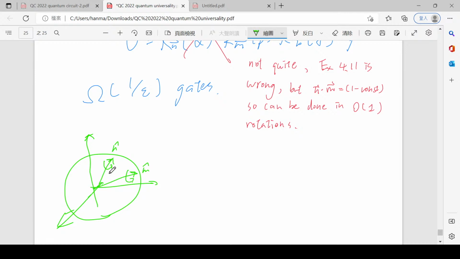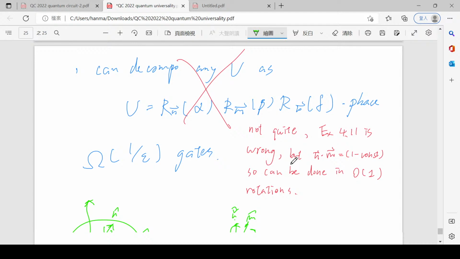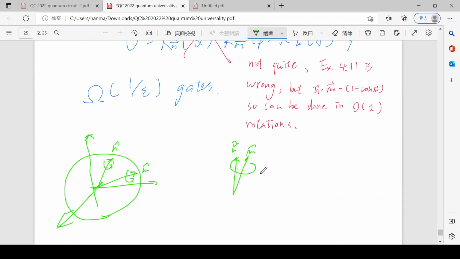And so for this n and m, if we consider an extreme example, and say those two vectors are very close to each other, right? And you think about three rotations around them, then it's very similar to just a rotation on this general axis. And three rotations on them are not going to give you arbitrary rotation. So this is not correct, in that you need to do more than three of those rotations to get everything.